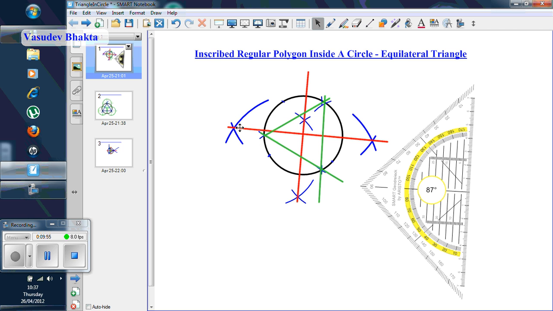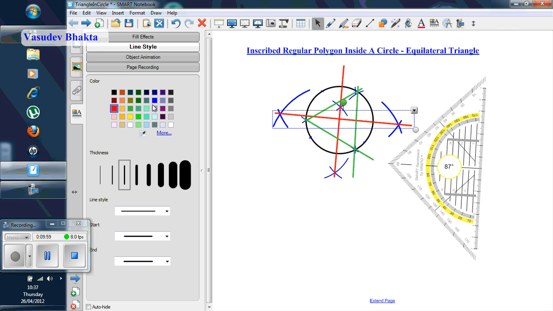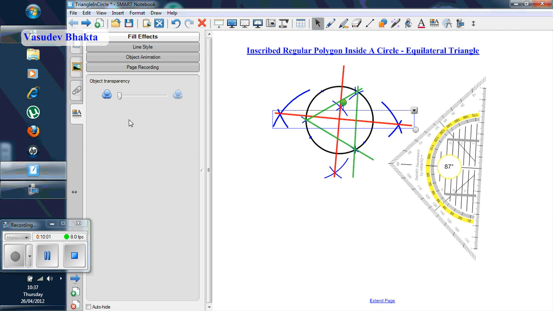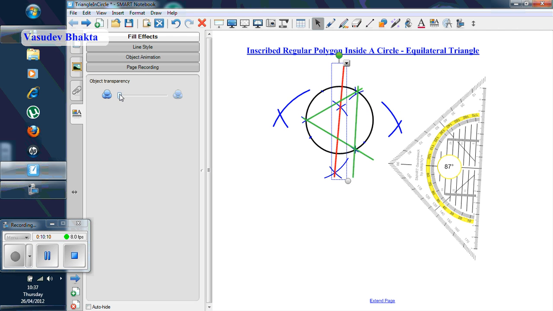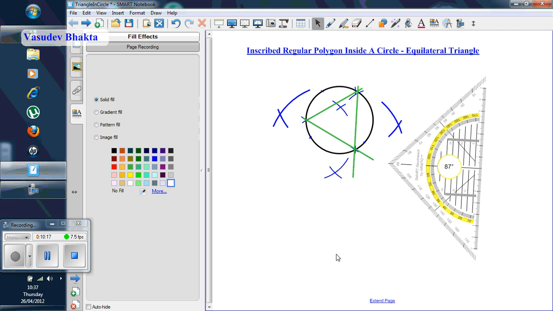If I just hide certain lines, define our center of the circle. There we go. And we're able to see an inscribed regular triangle within our circle. That's one approach.